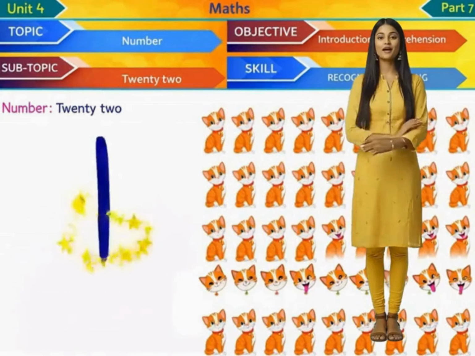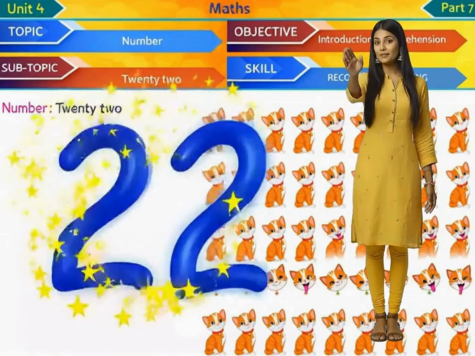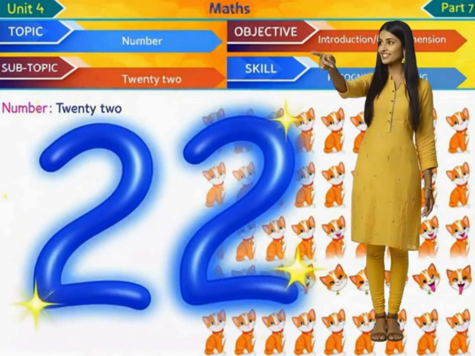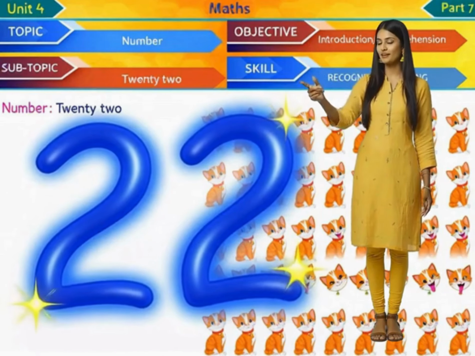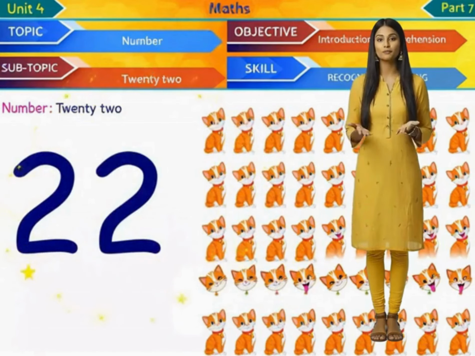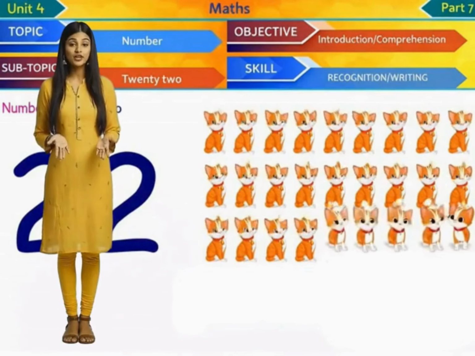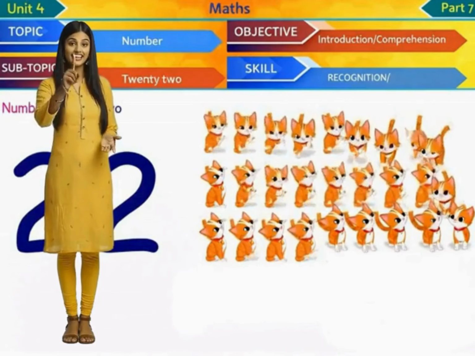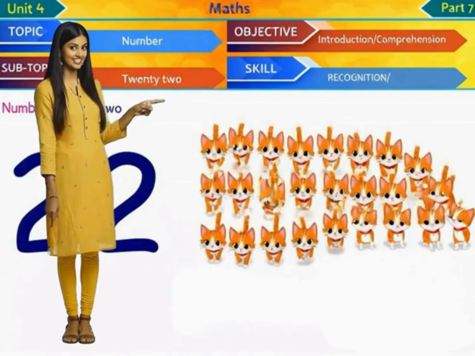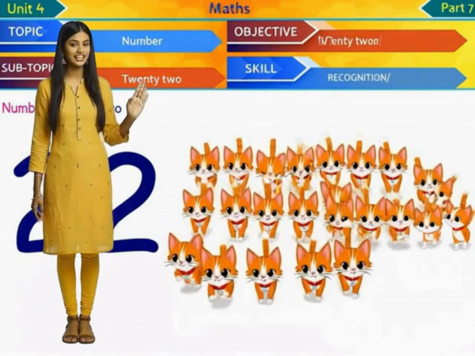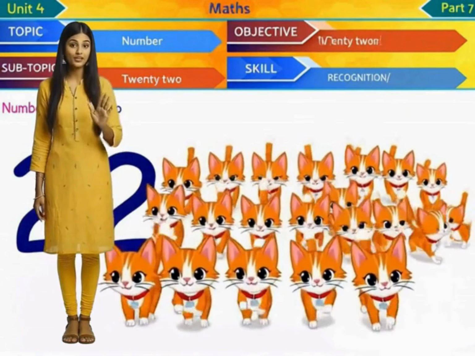Hello children, welcome back to our new session. Look at this big number on the page children. This is number 22. It is made by joining number 2 and number 1 together. It comes after 21 when we are counting numbers. Children, now look at the cat on the page. The cat is an animal. We can raise cats as pets at home. There are 22 cats on the page children. We will count them one by one.